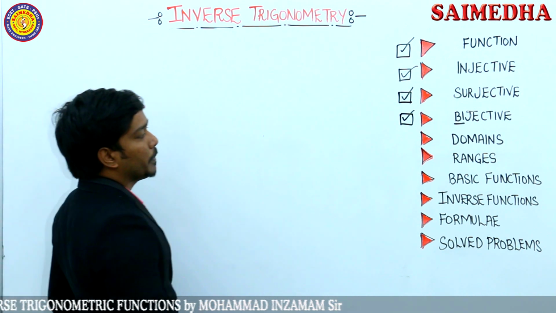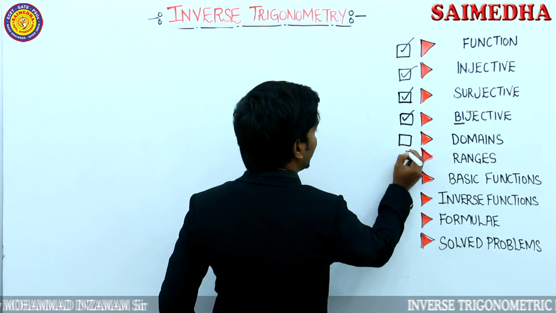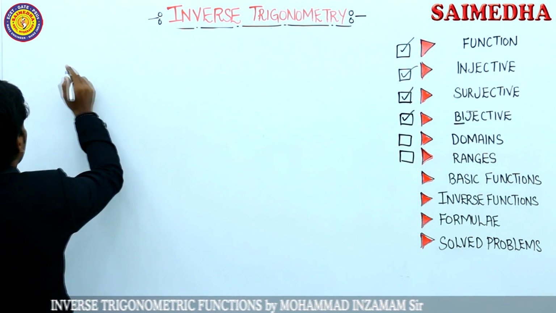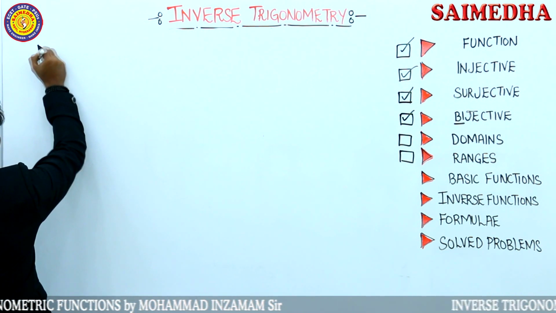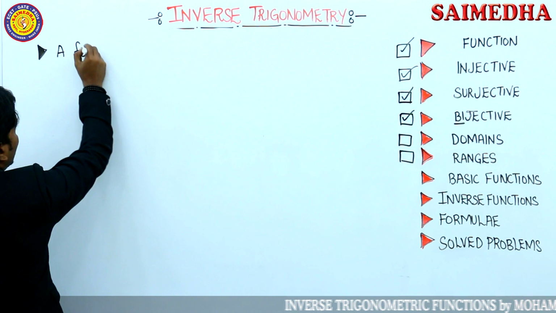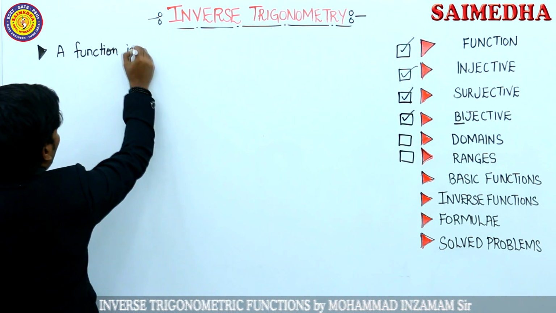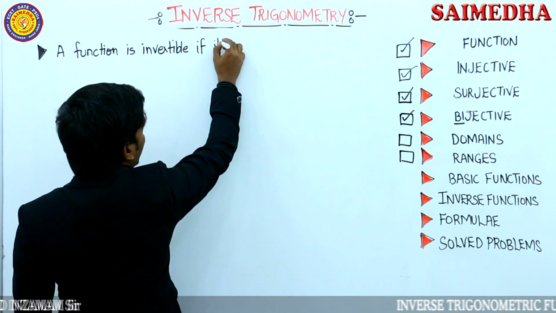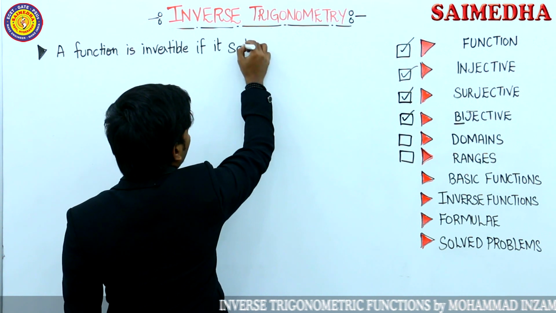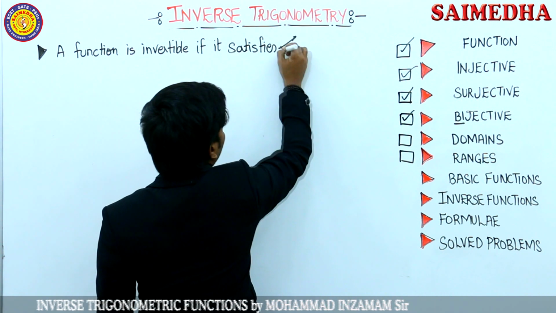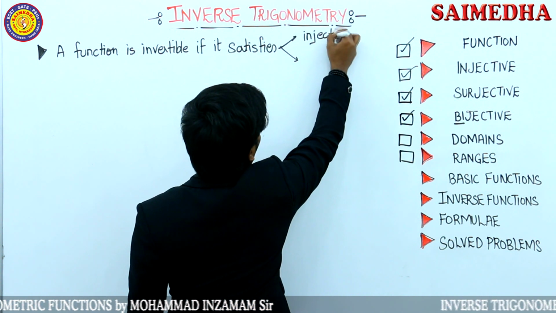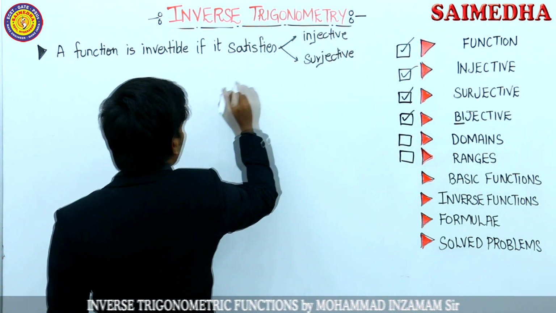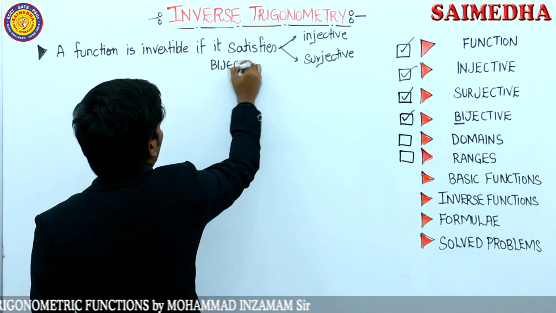So now let's continue our topic and move to the domains as well as ranges of basic functions and inverse functions. First of all, let's talk about some important points, guys. The first important point is a function is invertible if it satisfies the injective as well as surjective condition. In short, it must be what, guys? Bijective.